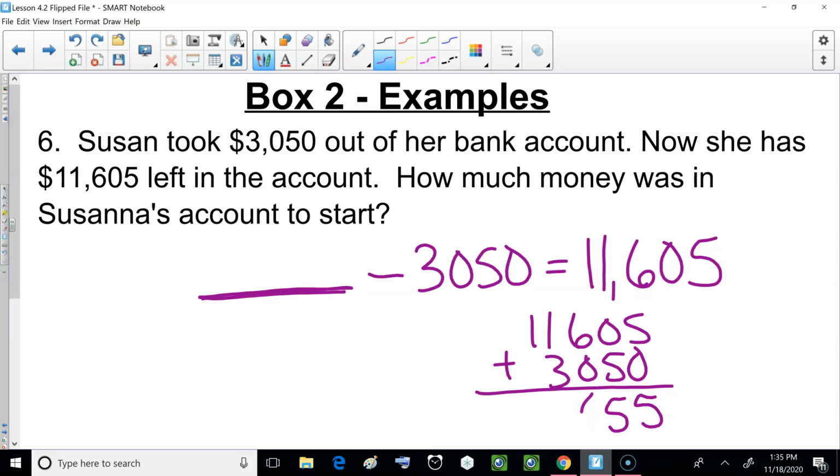5 here, 6, 4, 1. It's a word problem, so it says how much money. Go back to where it talks about dollars, it looks like. So she has this many dollars to start in her account. So you can pause this video right now and write down this example to help you out.